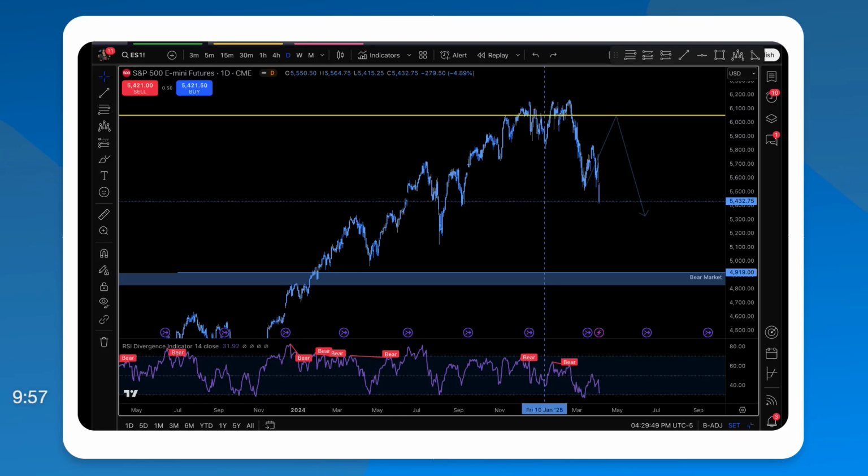S&P 500 just broke a major level today. We're going to break it all down. Let's start from top to bottom right now. All right, getting right into it.